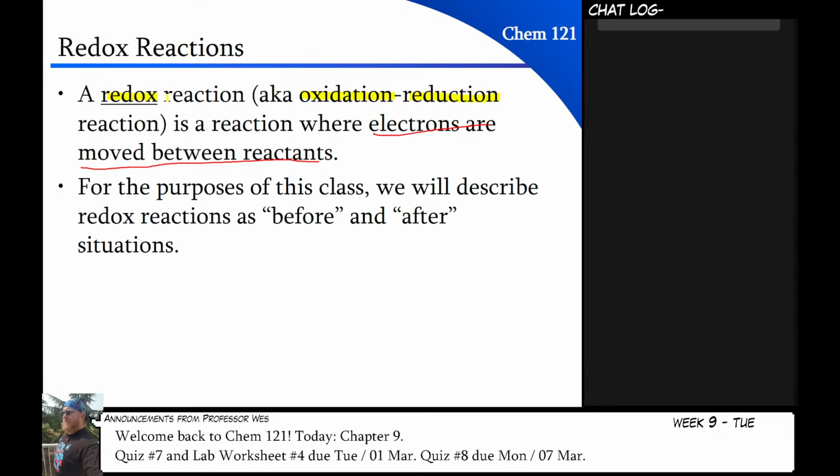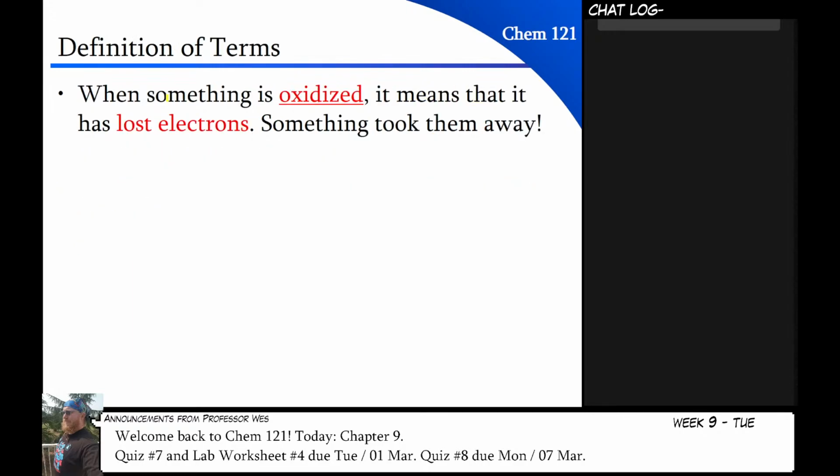Now, for redox reactions, we're going to look at these as before-after situations. So the reaction arrow is going to be our subdivider that separates out the before, or the stuff on the left, with the after, or the stuff on the right. Now, very important, when we have a redox reaction, we have both an oxidation and a reduction.